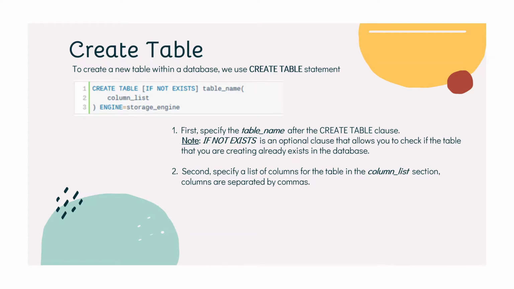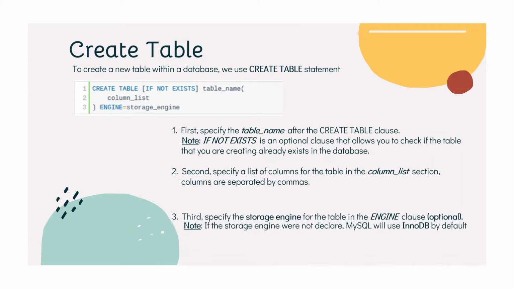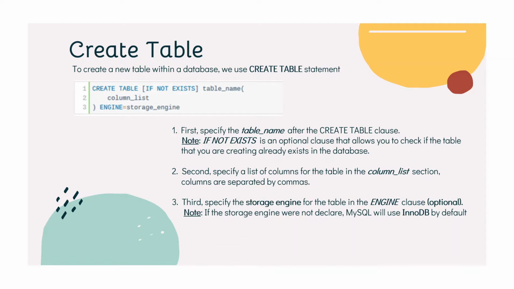Second, specify a list of columns for the table in the column list section. The columns are separated by commas. And third, specify the storage engine for the table. We can use the engine clause and then define the storage engine. It is optional, so if the storage engine is not declared, MySQL will use InnoDB as default.